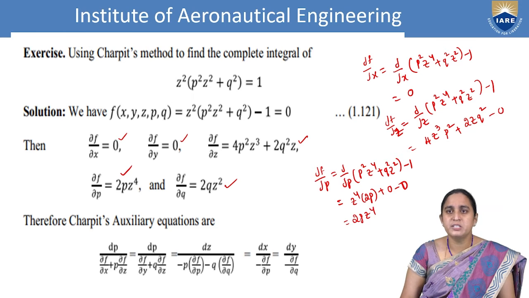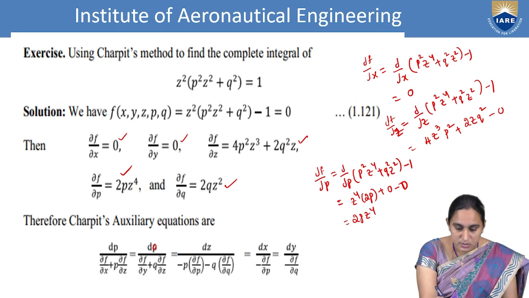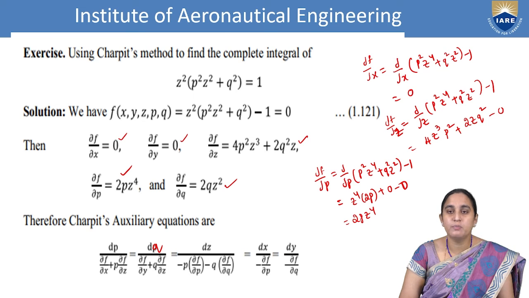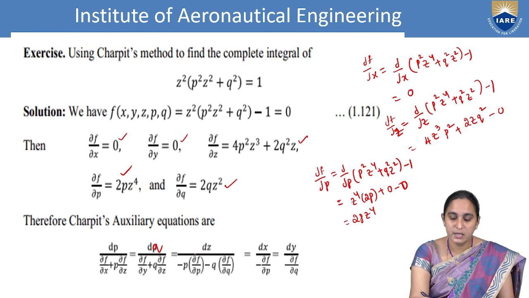Okay. Now substitute each and every value in the Charpit's equation. What is the form of the Charpit's equation here? dp by dou f by dou x plus p into dou f by dou z, this is q. That is equal to dq by dou f by dou y plus q into dou f by dou z, that is equal to dz by minus p into dou f by dou p minus q into dou f by dou q, that is equal to dx by minus dou f by dou p is equal to dy by minus dou f by dou q.